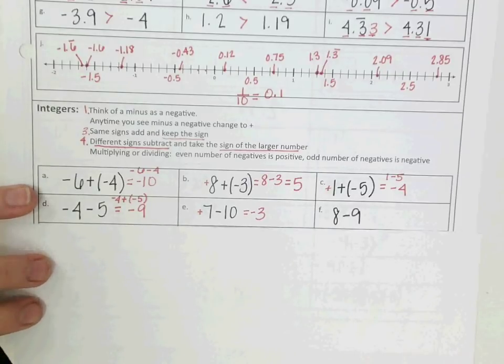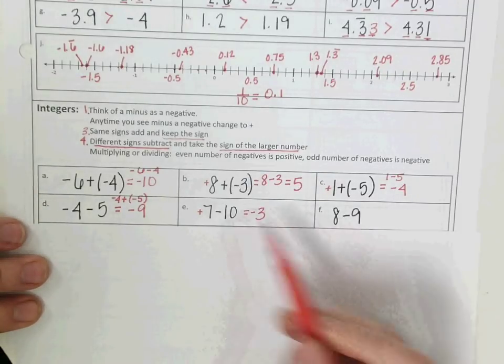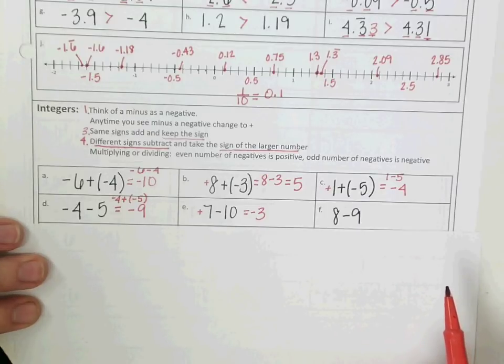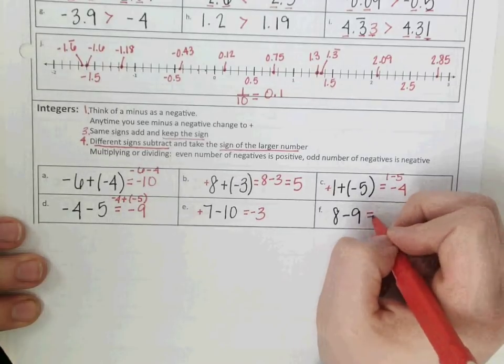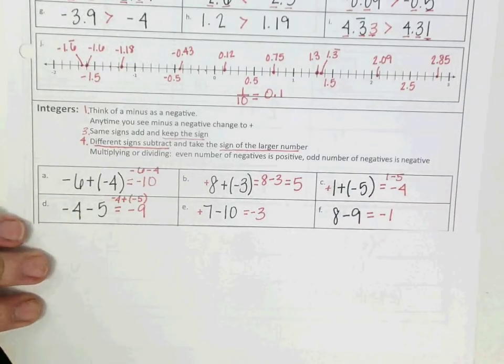Same thing with letter F. See if you can figure out letter F on your own. It's very similar to letter E. If you want to pause it, you can until you figure it out, and then you can check it. The answer we're going to get here is negative 1.